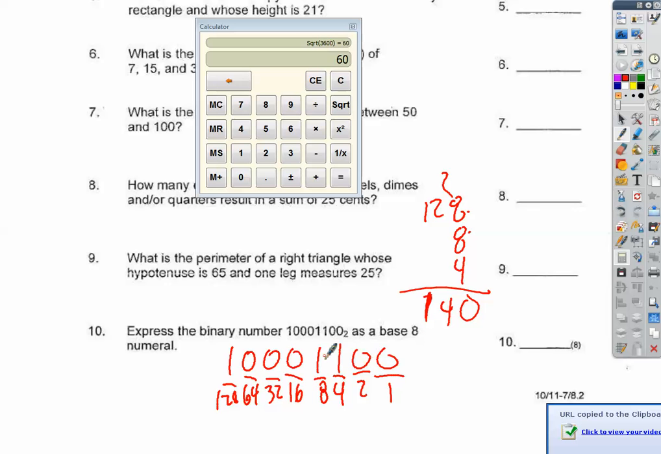0, 0, 1, 1, 1, 2, 3. So we have 2 times 2, 4, 8, 16, 32, 64, 128. So, okay, I've converted it to base 10. I need to read the directions. So then I need to convert that to base 8.